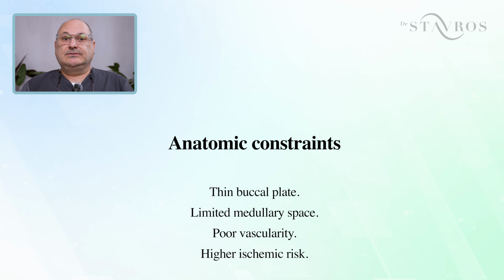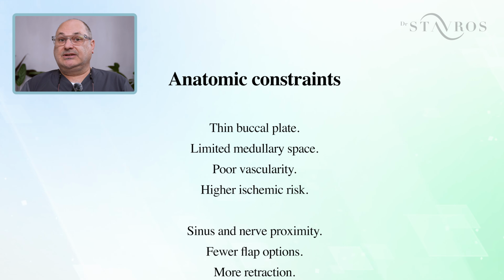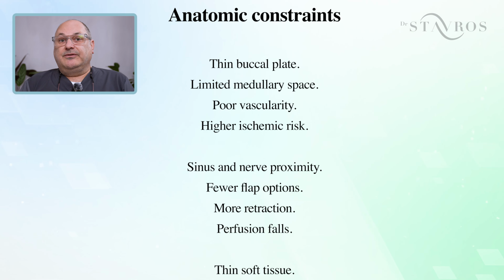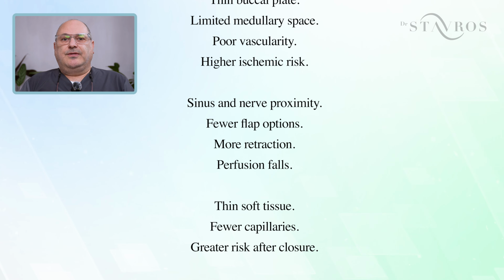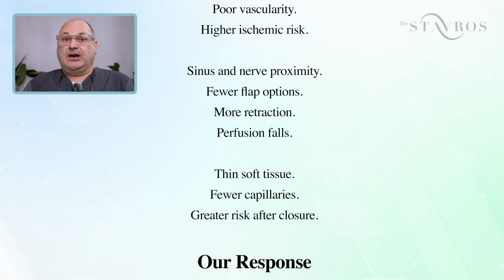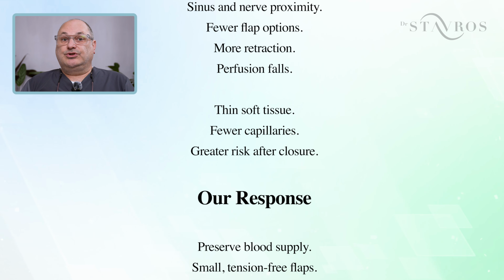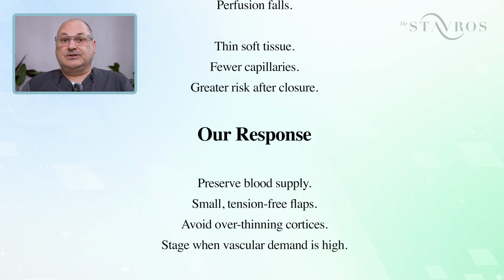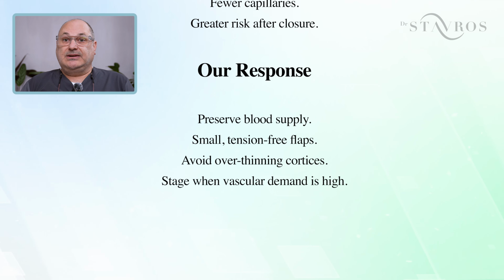Let's have a look at some anatomic constraints now. Thin buccal plate, limited medullary space, poor vascularity, higher ischemic risk, the sinus and nerve proximity to the area that we're working in. These end up in fewer flap options. More retraction needed means that perfusion falls. Thin soft tissue biotype means fewer capillaries, and this means greater risk for tissue dehiscence and collapse after closure. What should be our response? We have to preserve our blood supply with smaller tension-free flaps. We have to avoid overthinning cortices. We have to stage it when vascular demand is high.